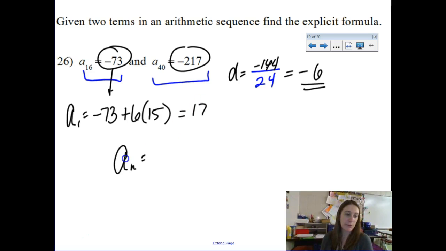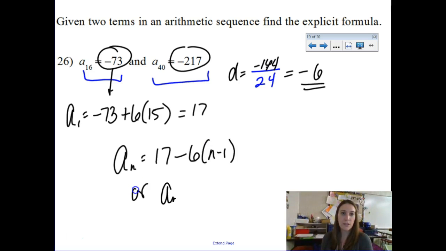So for my explicit formula, I'll take 17, and then we're removing, or taking away 6 times n minus 1. Or another acceptable version of that would be, let's see, that's a plus 6, so 23 minus 6n. Either formula works. Yeesh, could I have explained that any weirder? I apologize. Okay, next lesson is going to cover geometric sequences.